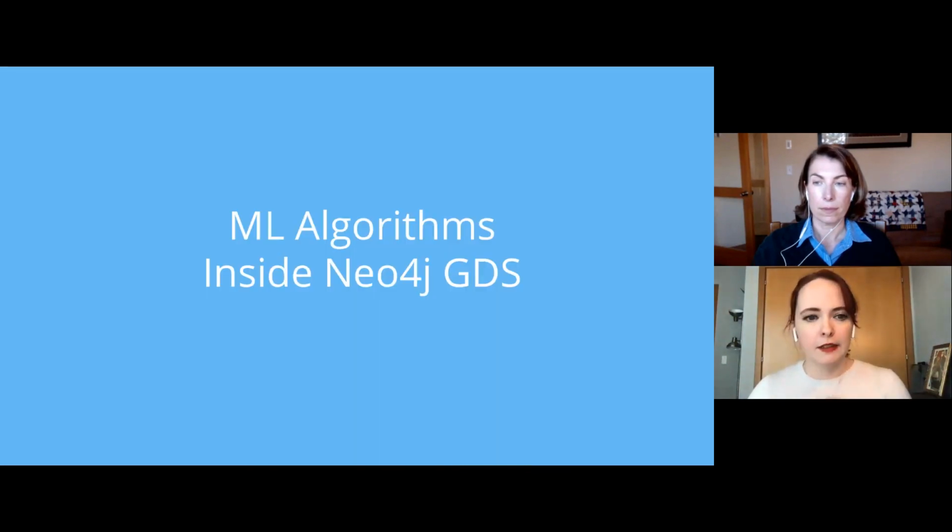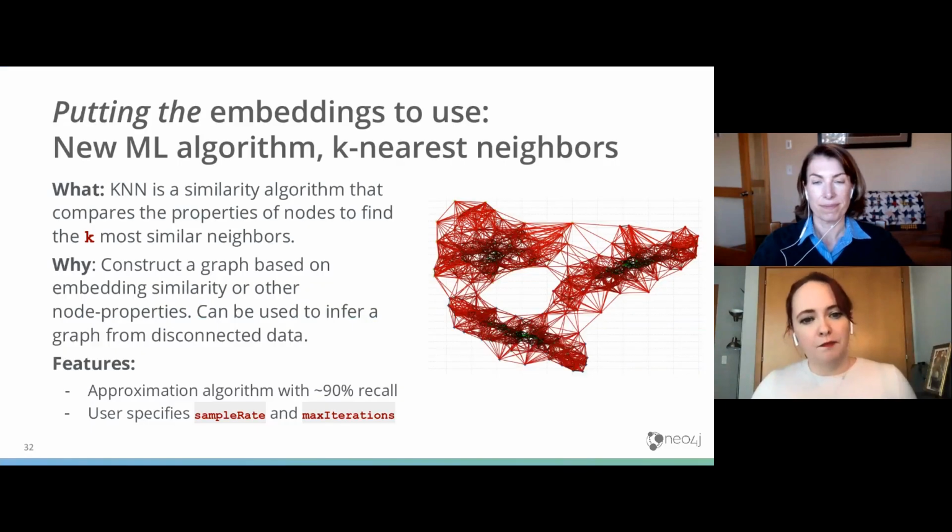So pretty exciting stuff. And then the third piece of the puzzle of, cool, I've trained an embedding. I know how to access it. I've got my model catalog. What do I do with it? And so we really want to make it possible to do that full life cycle in Neo. And so in 1.4, we added a new algorithm called k-nearest neighbors. And what this is, it's basically a machine learning model for similarity. So it compares the properties of nodes in your graph to find the k most similar neighbors.